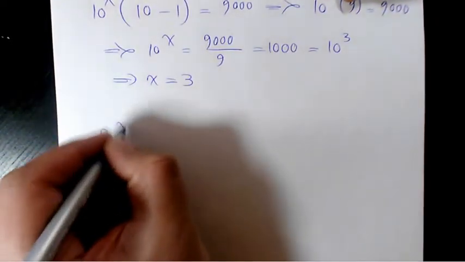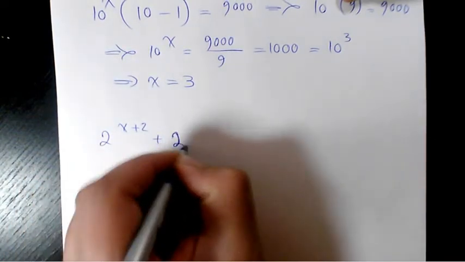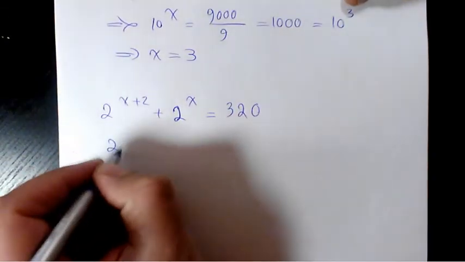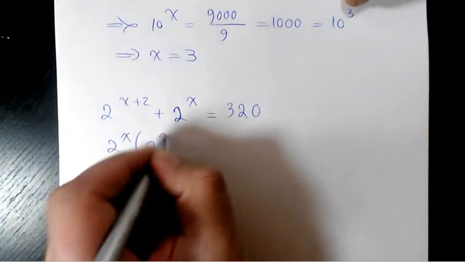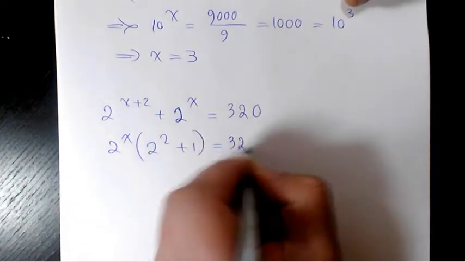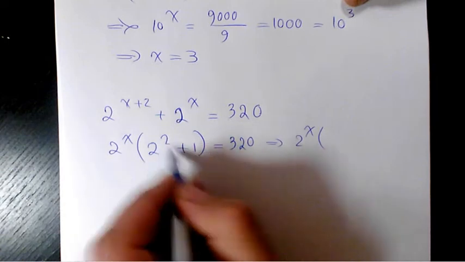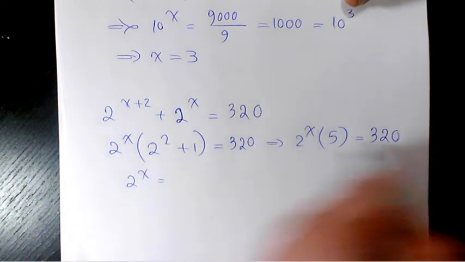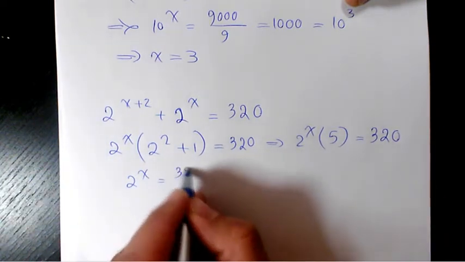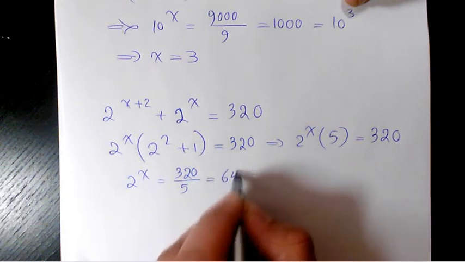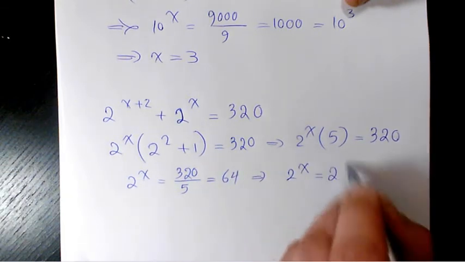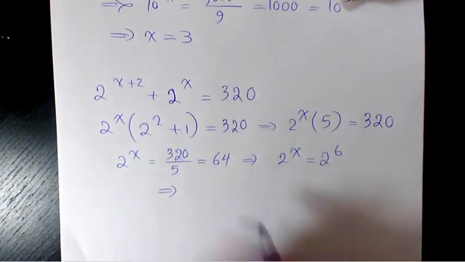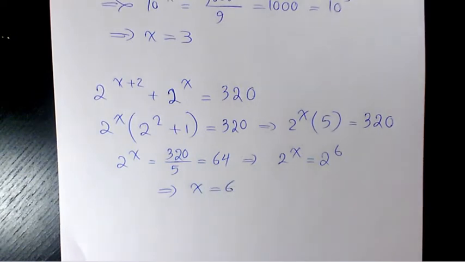Next one, 2^(x+2) + 2^x = 320. You factor 2^x, and here you end up having 2^x(2^2 + 1) = 320. So 2^x times (4 + 1), which is 5, equals 320. When we divide both sides by 5, 2^x is going to be 320 divided by 5, which is 64. And we know 64 is 2^6. So 2^x = 2^6. Since the bases are the same and they are equal, the exponents are the same.